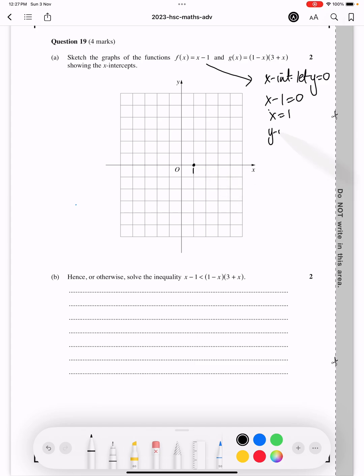Let's go ahead and find the y-intercept, just because it's important to have as accurate of a graph as possible in these cases, because as we can see, there's a part B that relies on having an accurate graph in order to solve that inequality. So let's make these graphs as accurate as possible. So our y-intercept, we've got to let x equal 0. And so we get a y-intercept of minus 1, which is here.